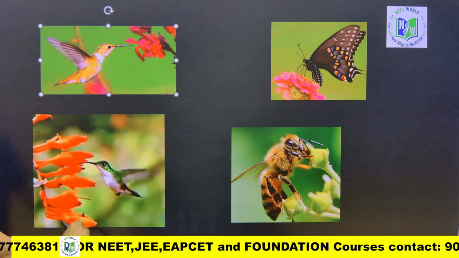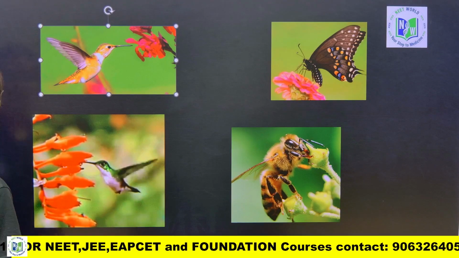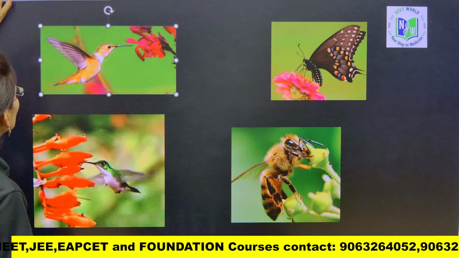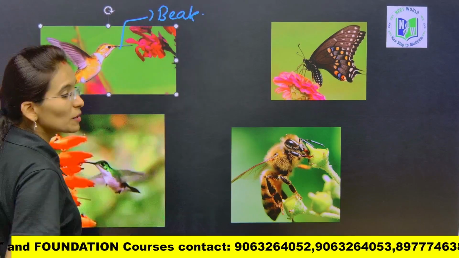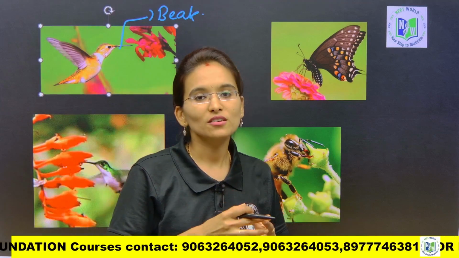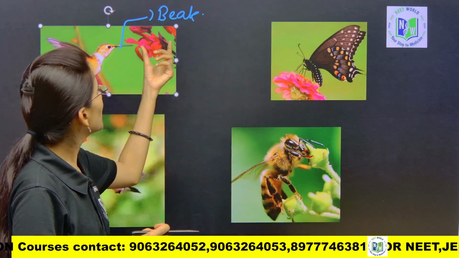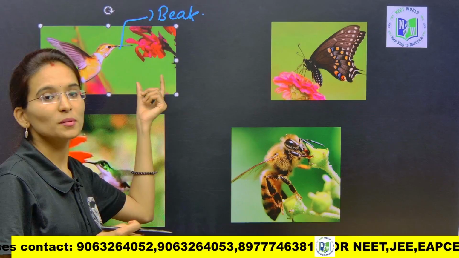You can see in this particular image here, students. So, it is easy to understand. Just look into the pictures. Yes. So, this is a beak. Okay. So, the hummingbird uses the beak to extract the nectar from the flowers.